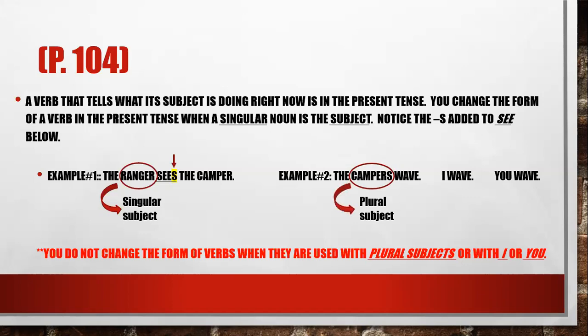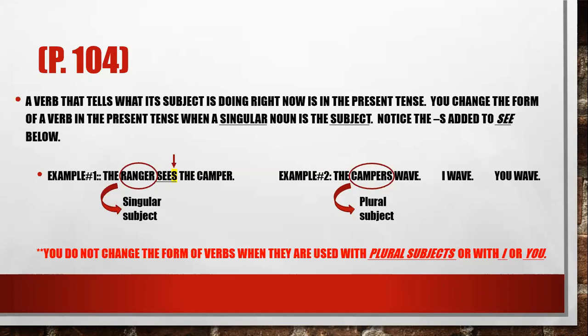So the information that we read before said that you change the form of a verb in the present tense when a singular noun is a subject. So it tells us what to do when the subject is singular. It says that the form of the verb is going to change. You're either going to add an S or an ES according to the rule, which we are going to discuss in a few minutes, okay?